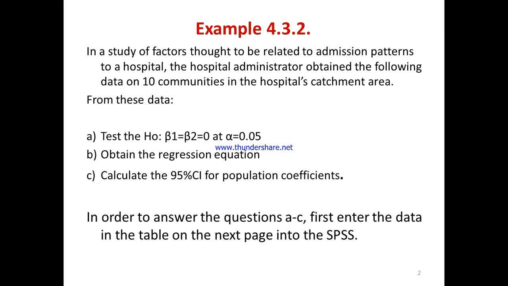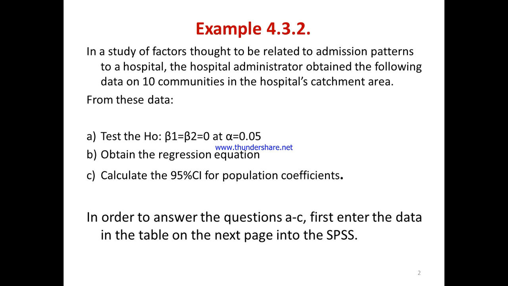Based on this assumption and intention, we answer three questions. First, test the hypothesis H0 that beta 1 = beta 2 = 0 at alpha of 0.05. Therefore, H0 says that the two independent variables do not predict, or are not related to, the patient admission rate. So we test this hypothesis.